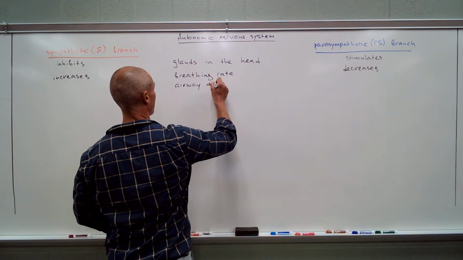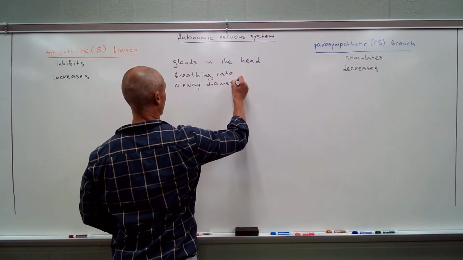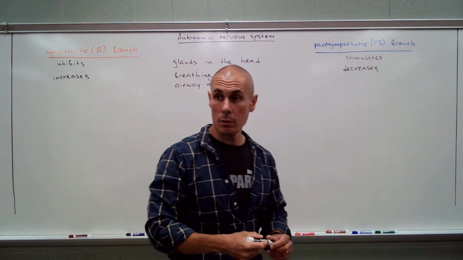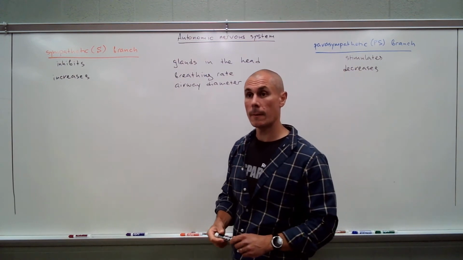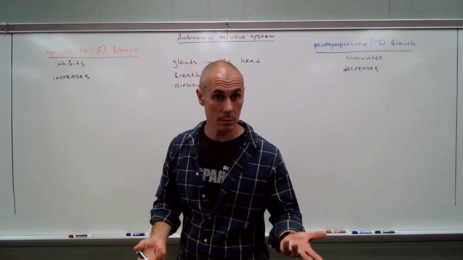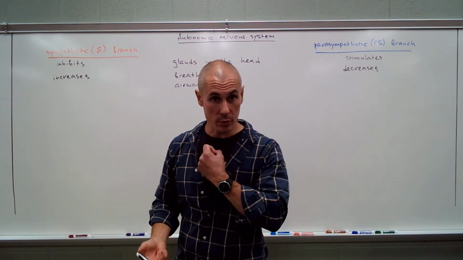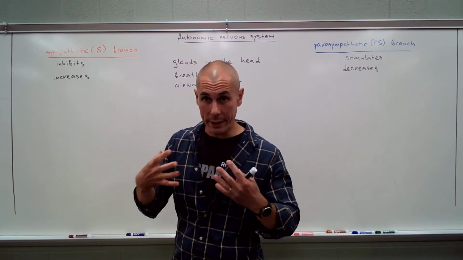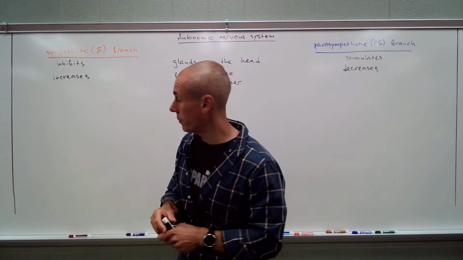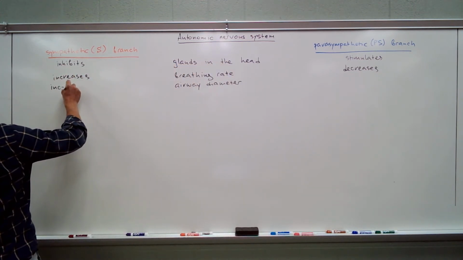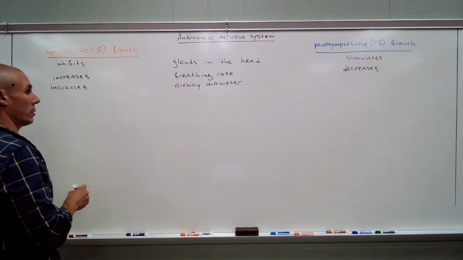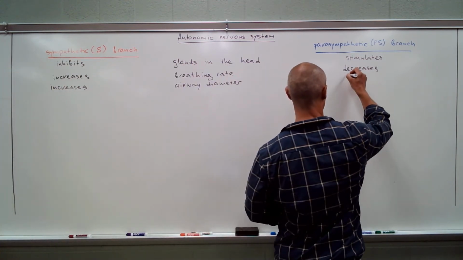Airway diameter. So when you need to run, what happens to your airway diameter? What should happen? Diameter of your bronchi. Should they become wider or narrower? Wider. So sympathetic system essentially increases your airway diameter and parasympathetic decreases.